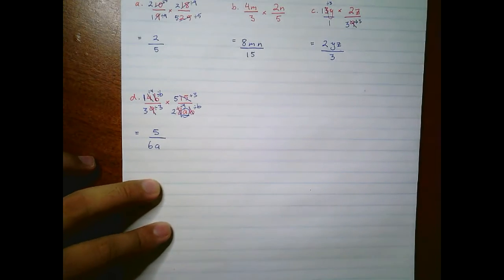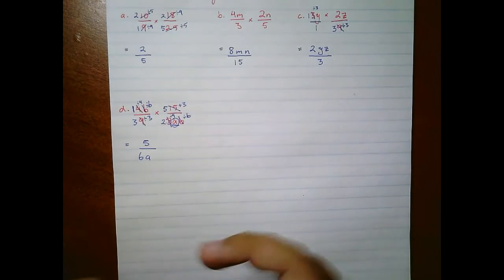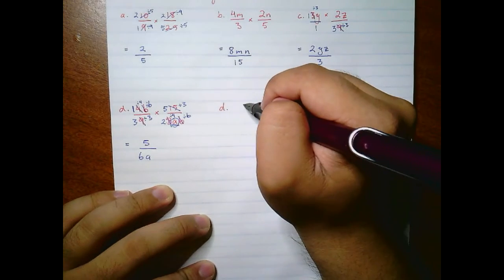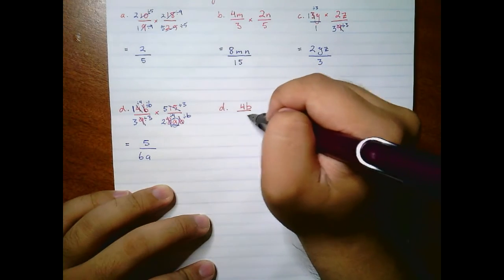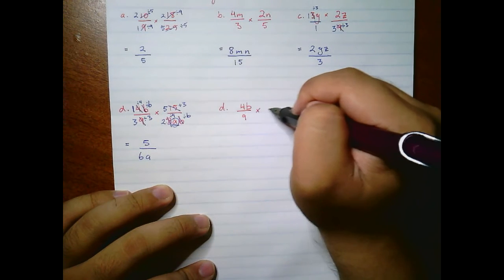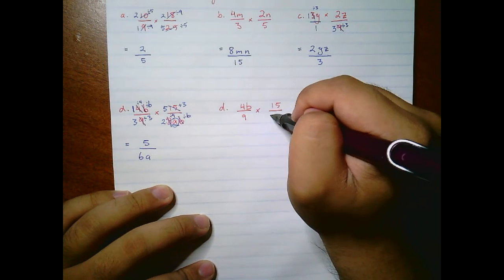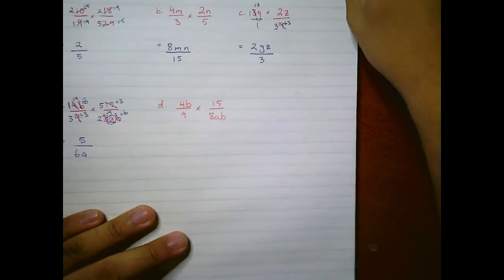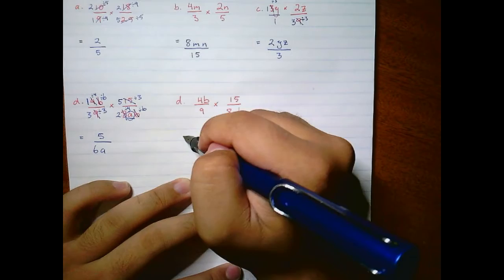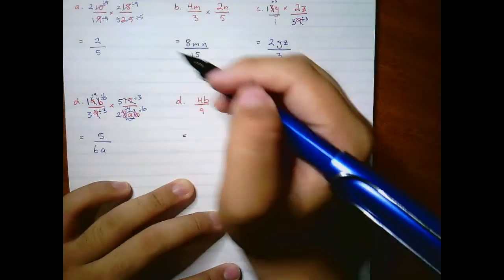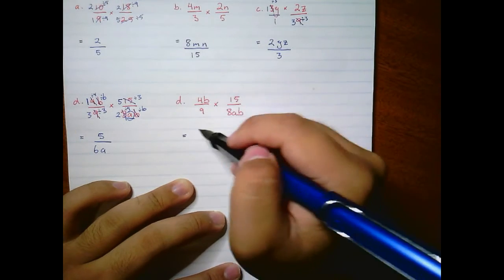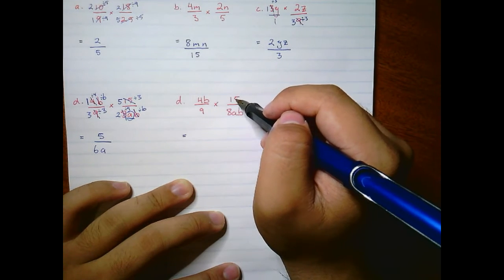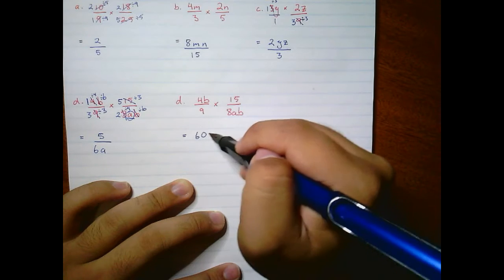Alternatively, if you found that very difficult, I'm going to do the exact same question. So it's question D: 4b over 9 times 15 over 8ab. Alternatively, you can just multiply top with top. So we get 4 times 15 is, well, 15 times 2 is 30, so 15 times 4 must be 60.